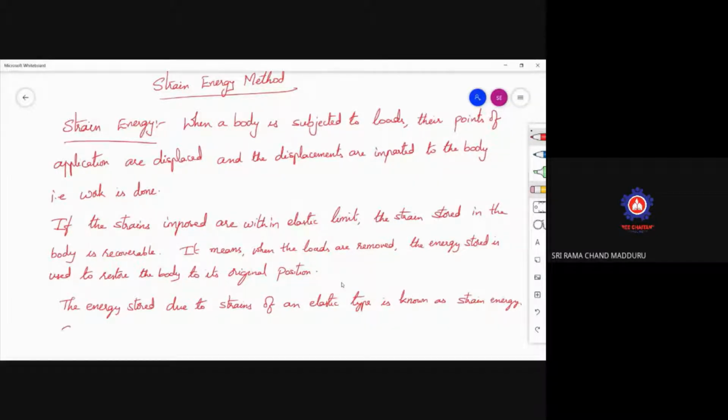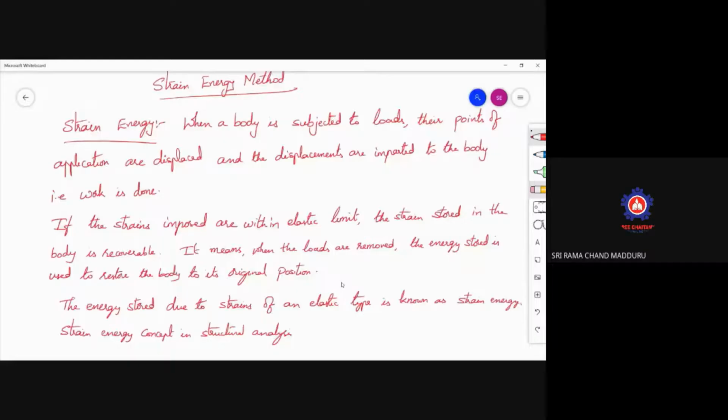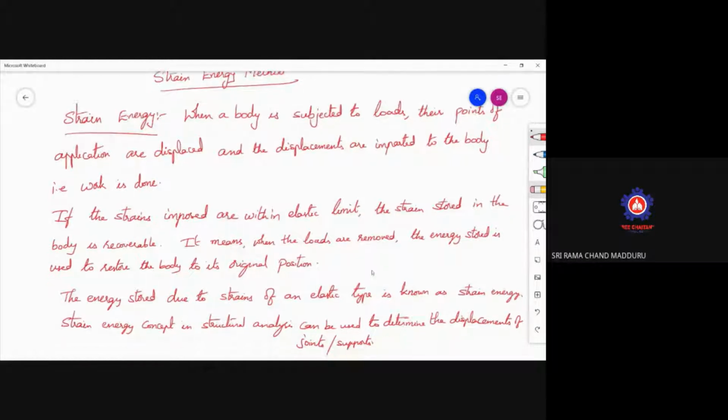Strain energy concept is used to determine the displacements of joints or supports. I will get back to all these points once again. Please note all the points first.